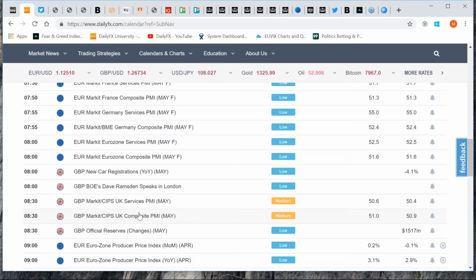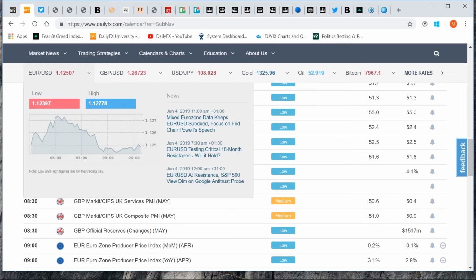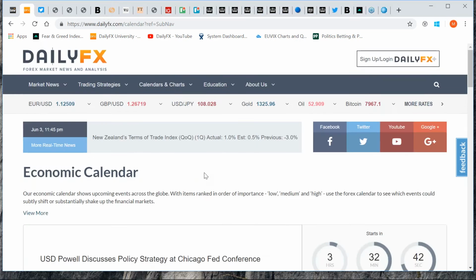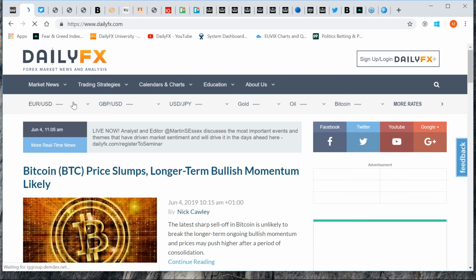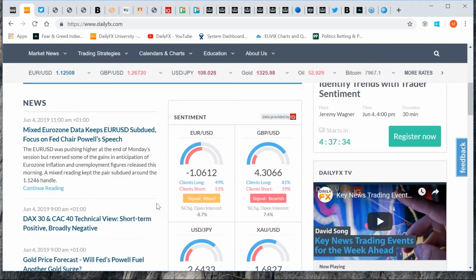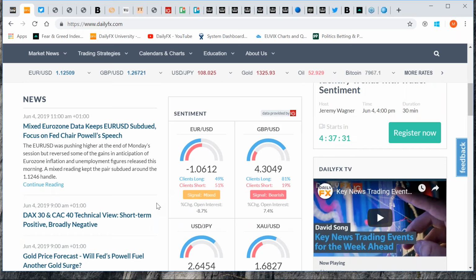Right, let's have a look at our own sentiment indicators. So if I go back to the top of this page and go into our home page, here in the middle of the page, you can see our own sentiment indicators. So DailyFX, as I said, is a subsidiary of IG. IG allows traders to position themselves in the markets, and we gather all that data together.